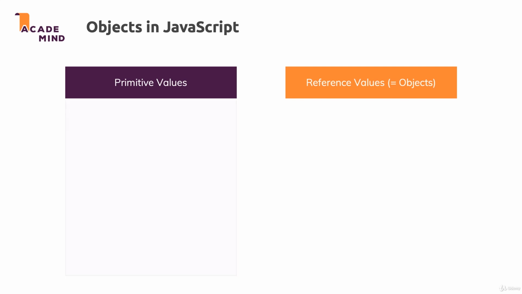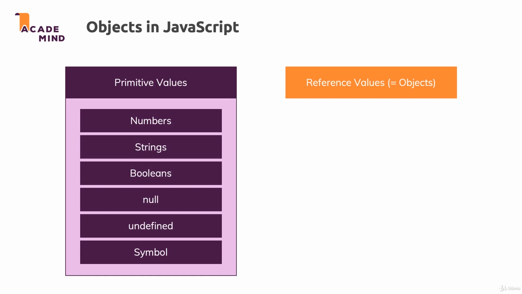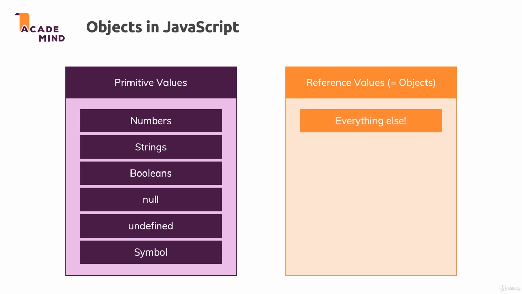Now, primitive values are these types of values: numbers, strings, booleans, null, undefined, and symbol. And we haven't had a look at symbol yet. It's an advanced niche type, which I'll cover way later in the course. But the other types should be familiar to you, especially numbers, strings, and booleans. Now, on the other hand, reference values, as I said, well, that are just objects. So everything else with which you work, for example, DOM nodes and so on, well, that's an object.